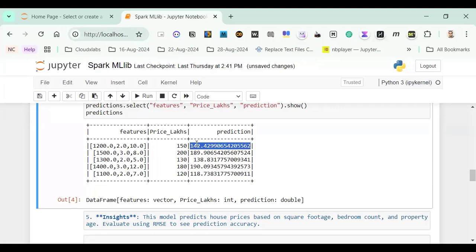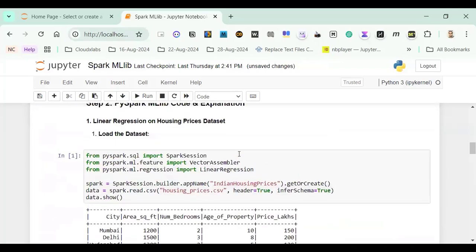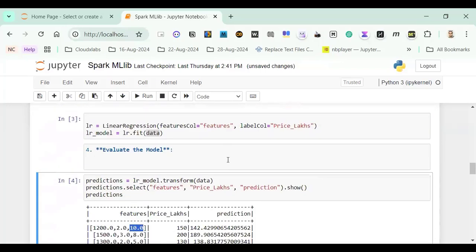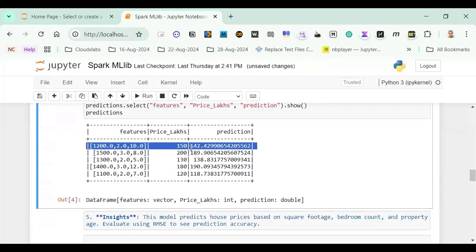But when you have a large training data, definitely it will provide better, nearby accuracy. I'm giving this simple example to help you understand. This is the data for this house, which is 1200 square feet and 2 bedrooms. The third value, 10, is the age of 10 years. For this data we have 150, but the algorithm is providing 142, nearby. For others we got 189, 138, 180, 190, so it might be nearby. Okay. So these are called predictions.